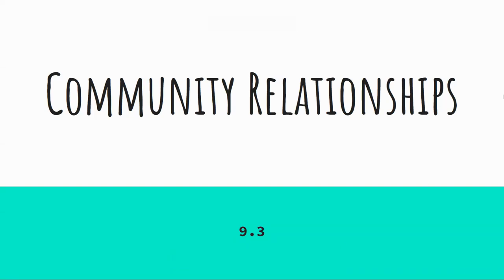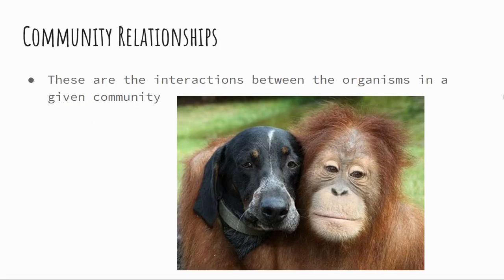All right, so we're going to move into 9.3, Unit 9, which is going to deal with community relationships. And we touched on this briefly in 9.2 when we talked about bacteria and the root system of plants, fixing nitrogen in order for plants and animals to be able to use nitrogen. So we're going to look at some of these other community relationships or interactions between organisms.